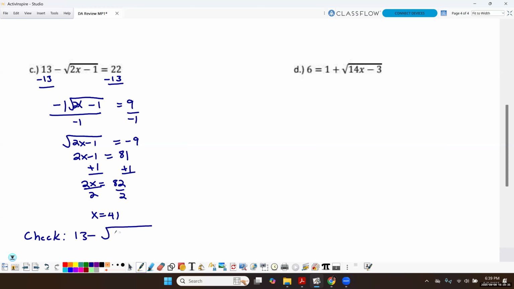13 minus the square root of 2 times 41 minus 1. And the question is, is this 22? This is 82. 82 minus 1 is 81. The square root of 81 is 9. 13 minus 9 is not 22. So sad. You could have, again, stopped right here with explanation, or if I see this, you can just write no solution, and as you know, I like to give it the X of shame. Let's give this one the X of shame.